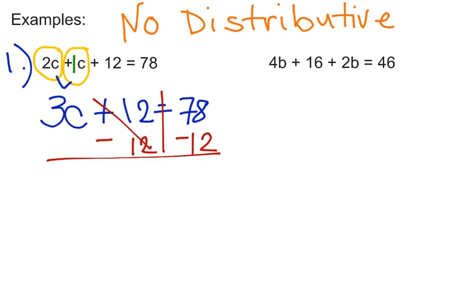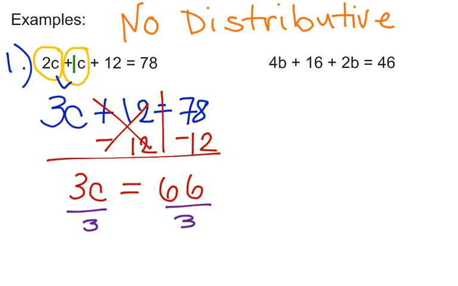When you do that, these cancel out, and you're left with just 3c on the left side. And it's equal to 78 minus 12, which is 66. We now have a two-step equation, and we can isolate the variable here. The 3 is connected to the c by multiplication, so we want to do the opposite. We're going to divide both sides by 3. The 3's will cancel out, and we'll be left with c equals 66 divided by 3, which is 22. And then again, if you want to check the answer, we would plug 22 into the original. 2 times 22 is 44, plus 1 times 22 is 66, and 66 plus 12 is 78. So this answer checks out.